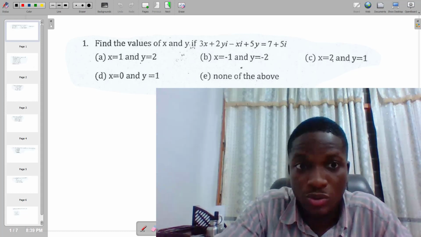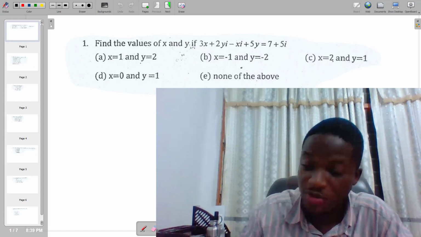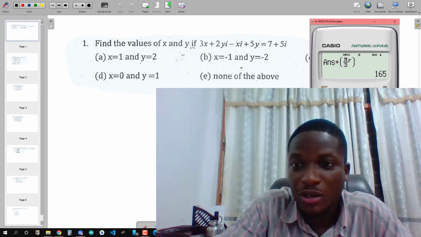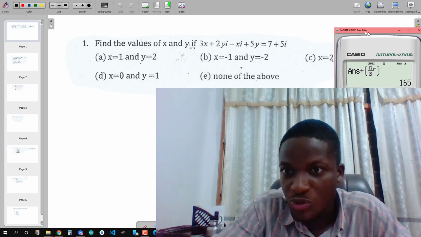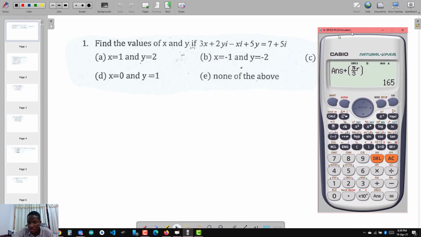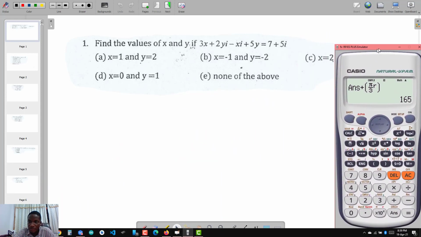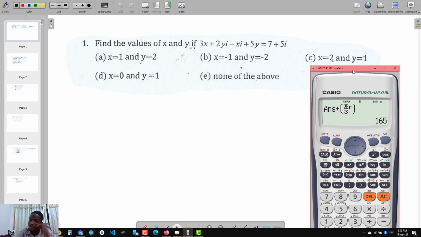In this episode we are going to solve actual questions on the Math 151 Algebra exam using our calculator. The key to passing this exam is speed, so we want to make use of our calculator to give us that speed. These questions are taken from some of the past questions available around. Question 1, find the values of x and y if 3x plus 2y minus.